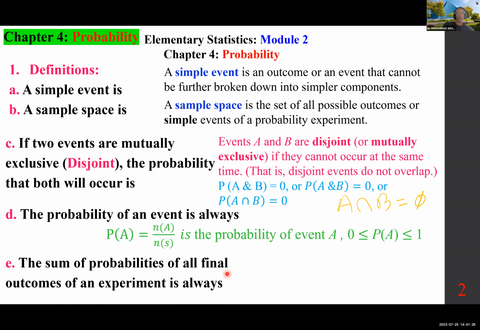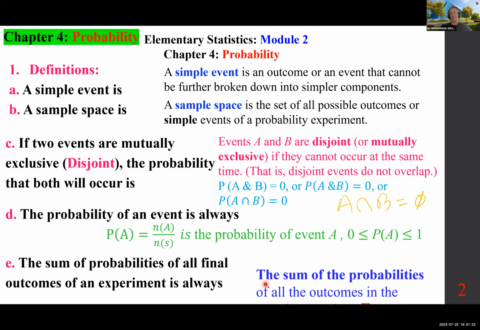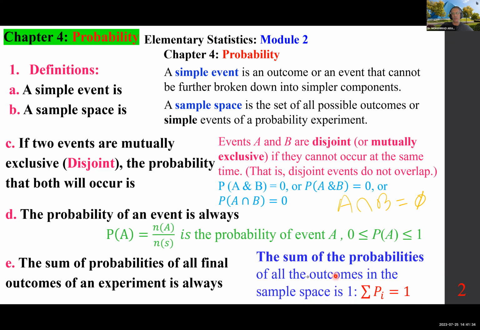So the sum of the probabilities of all final outcomes of an experiment is always 1. So the sum of the probabilities of all outcomes in the sample space is 1. Summation of P sub i is 1. Again, the only time it may be like 0.9999 or 1.00001 is just due to round-off error. That's why if we keep the exact answers, it won't happen.